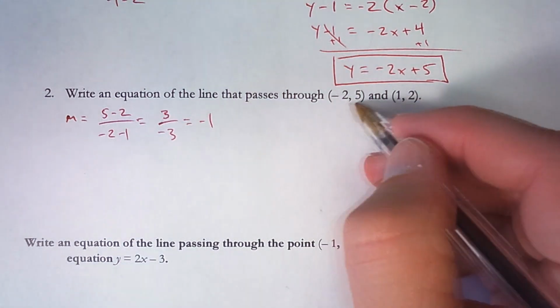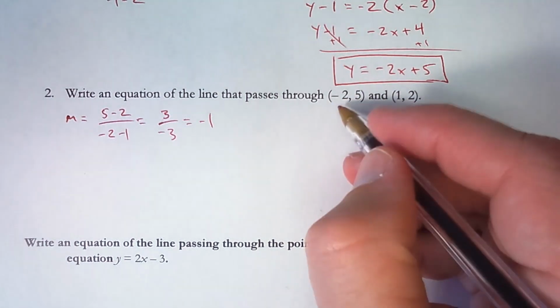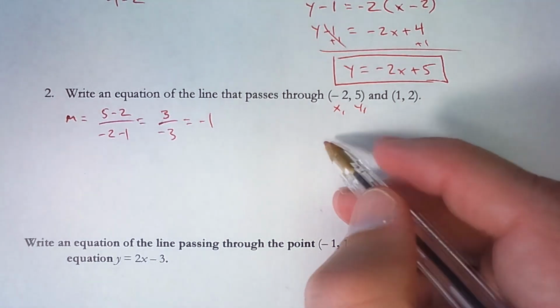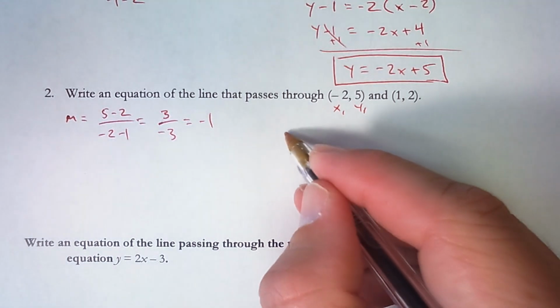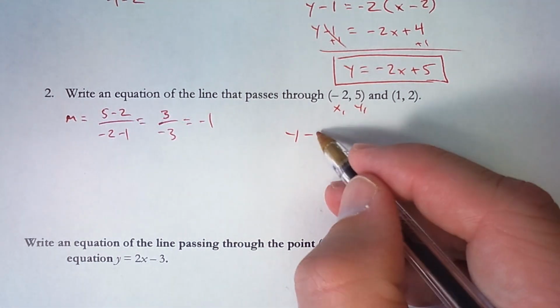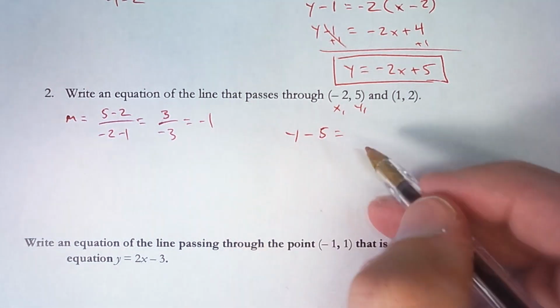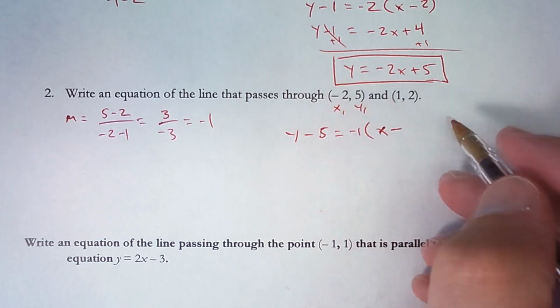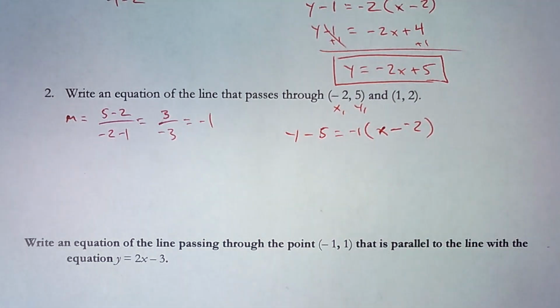Now this time I'm going to use the one with negatives just to show you what happens. So I get x1, y1, and it's really not going to change much. But now I've got y minus y1 is 5 equals m, negative 1, times x minus x1, which is negative 2.